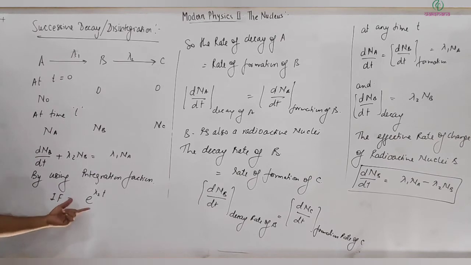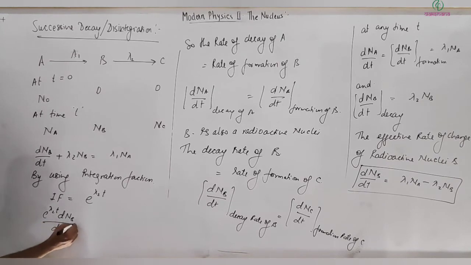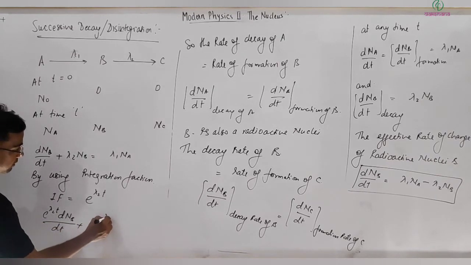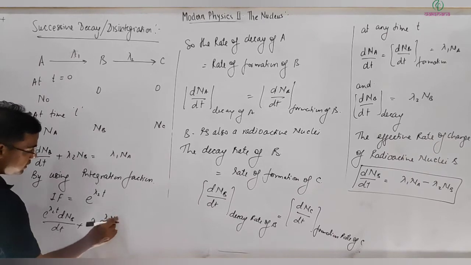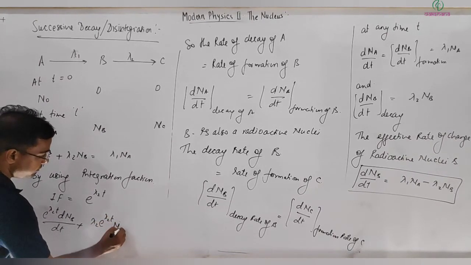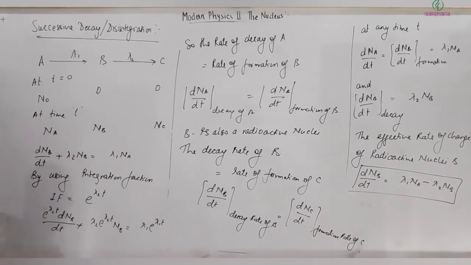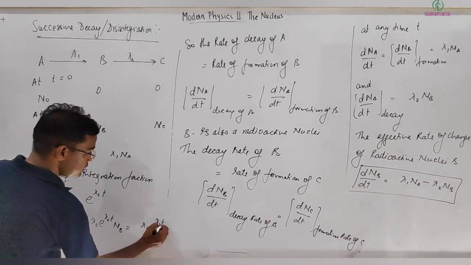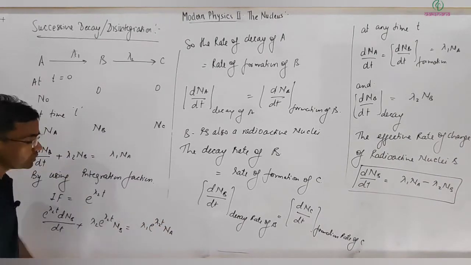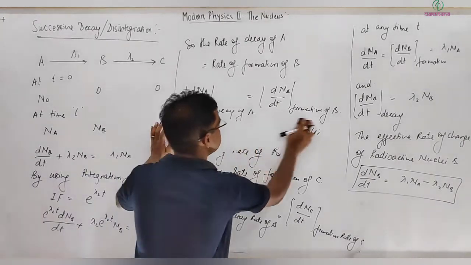Right? So now see, if I multiply it here, what I will get is e raised to power lambda 2 t into dnB by dt plus lambda 2 e raised to power lambda 2 t into nB. This is equal to lambda 1 e raised to power lambda 1 t, just one second, lambda 2 t into nA. So I am trying to solve. Let me just erase this part.